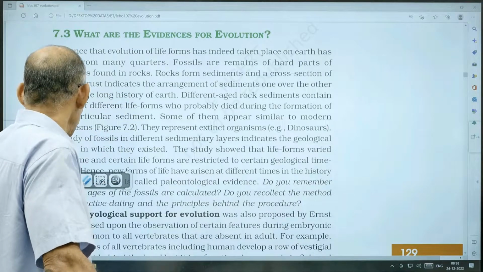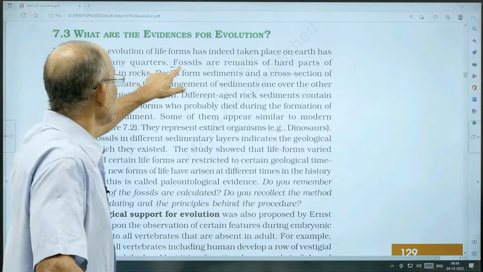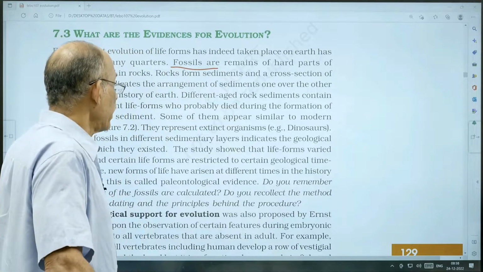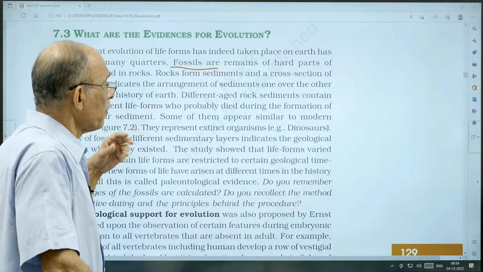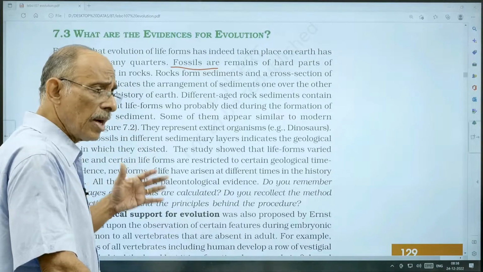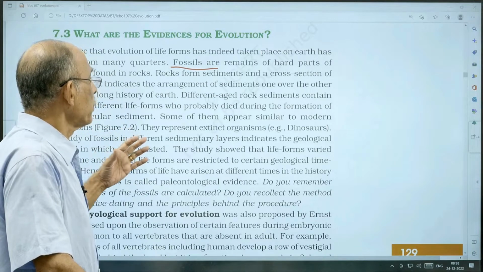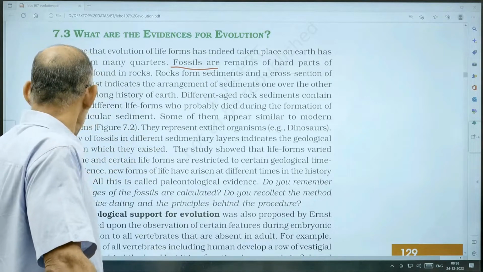Evidences for evolution. First evidence is fossil evidences, and fossils are remains of plants and animals that lived in the past. Only hard parts will remain. There are different types of fossils, etc. So the first evidence is from fossils.